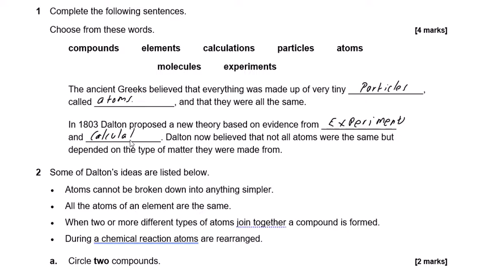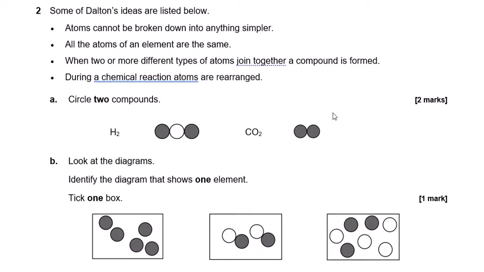So they made experiments and they got calculations. Dalton now believed that not all atoms were the same, but it depended on the type of matter they were made from. Right, so in this next bit, it starts off by giving you some information about Dalton's ideas.